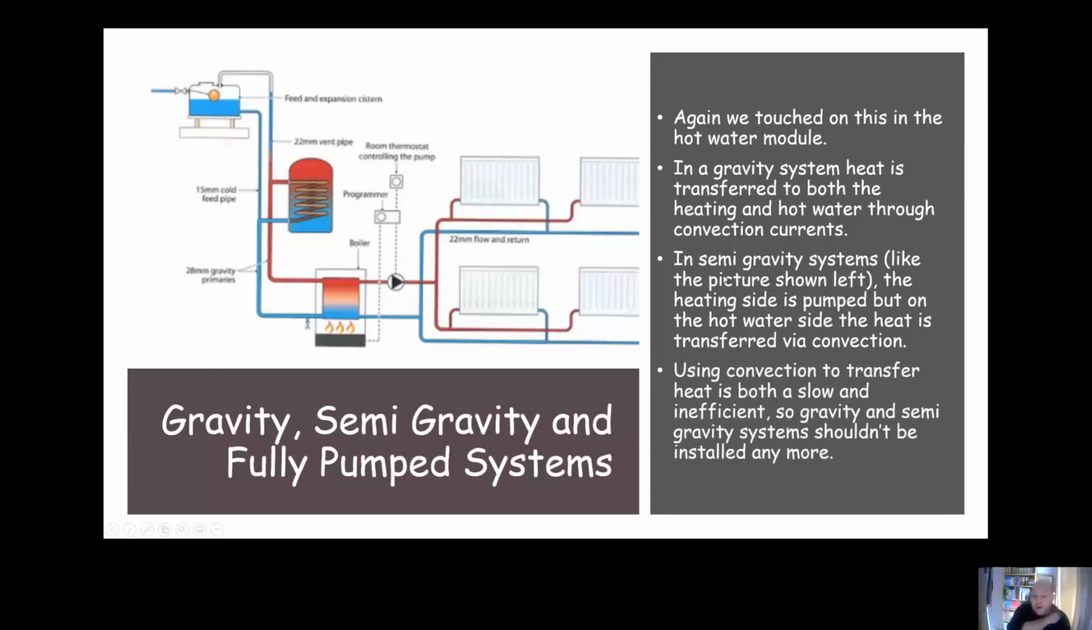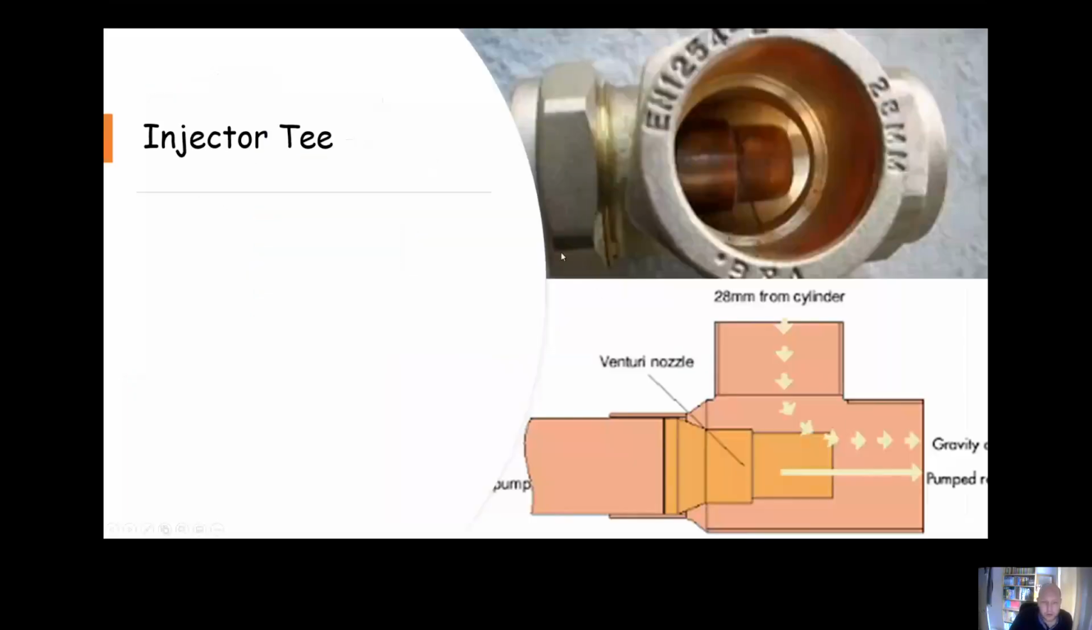It's very, very slow and inefficient to use convection to transfer heat, so we wouldn't install semi-gravity or gravity systems from new anymore. And actually the recommendation is to swap them over into fully pumped systems if you do come across them, but they have minimum requirements, which we're going to talk about in a second.